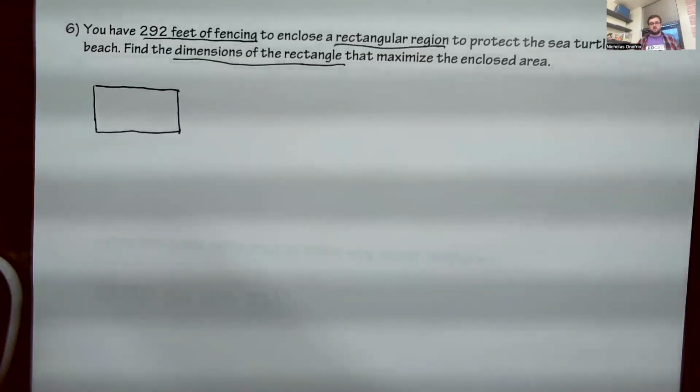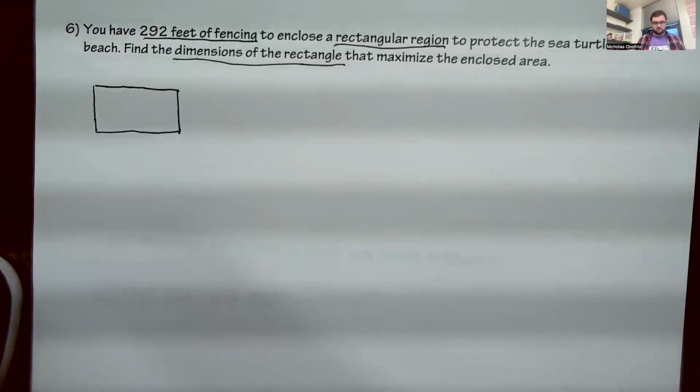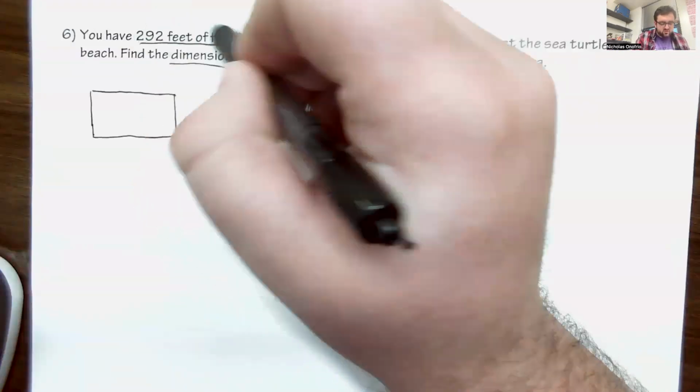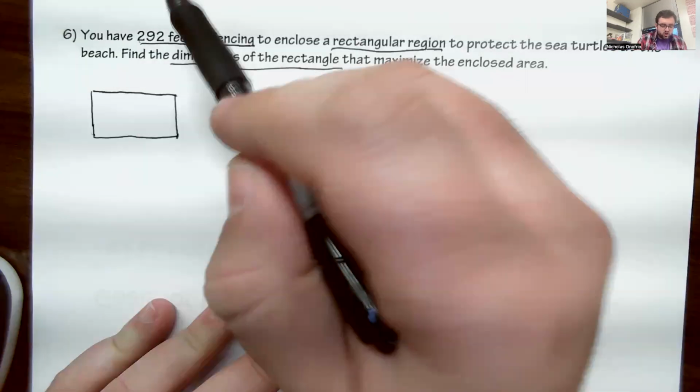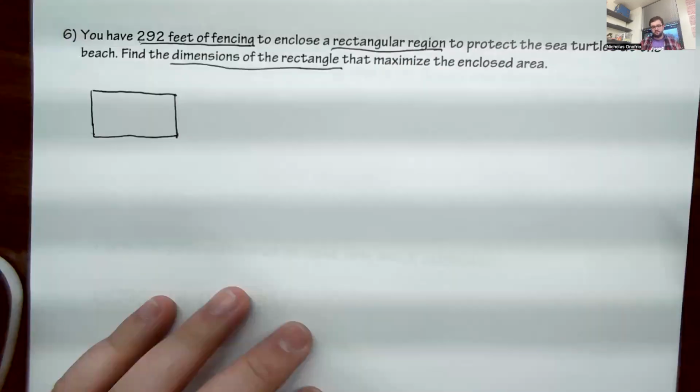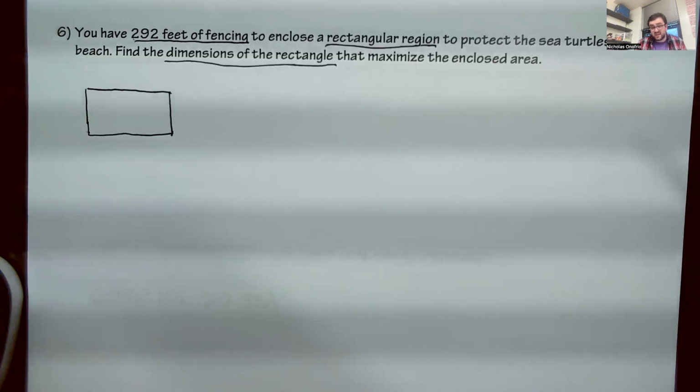And then we're going to go from here. Okay. All we are told is that we have 292 feet of fencing. So as we travel around this rectangle, we need to use 292 feet. However, here's the tricky part. They don't tell us how big the sides are, right? We kind of have to guess, or we have to have a way to solve for it.